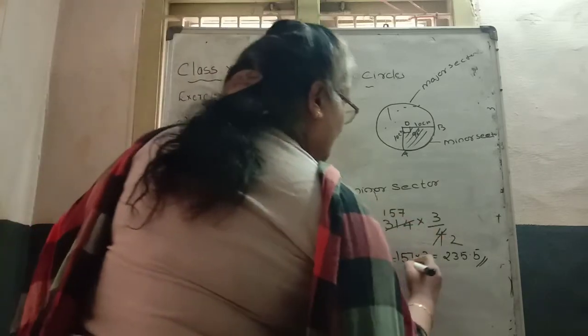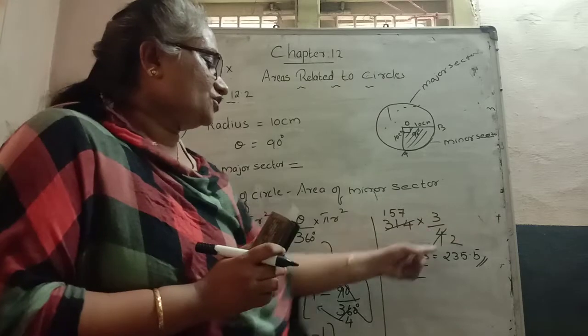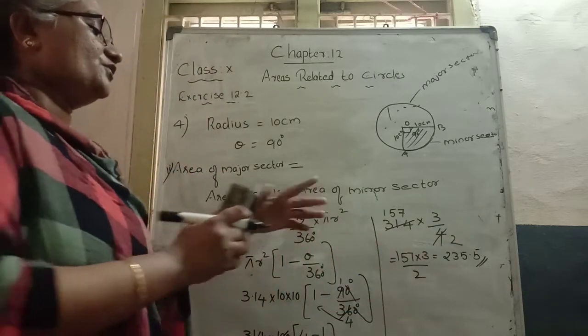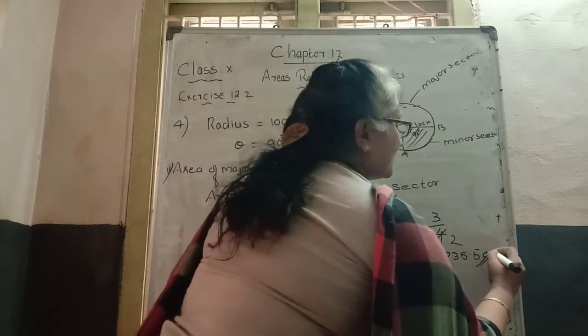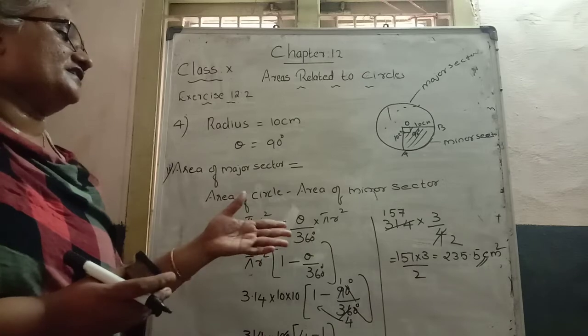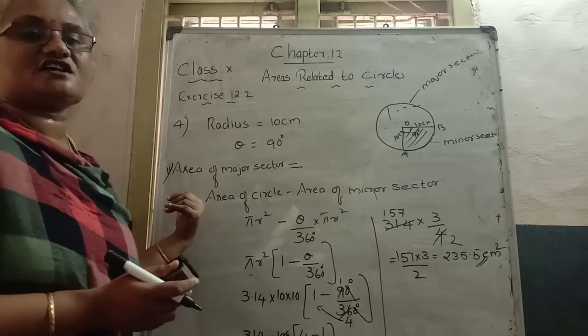Also divided by 2 is there. That also remember. That is our denominator, 2 is multiplied and divided with 2. You get 235.5 centimeter square as the answer. I hope you can understand the second part of the fourth question.